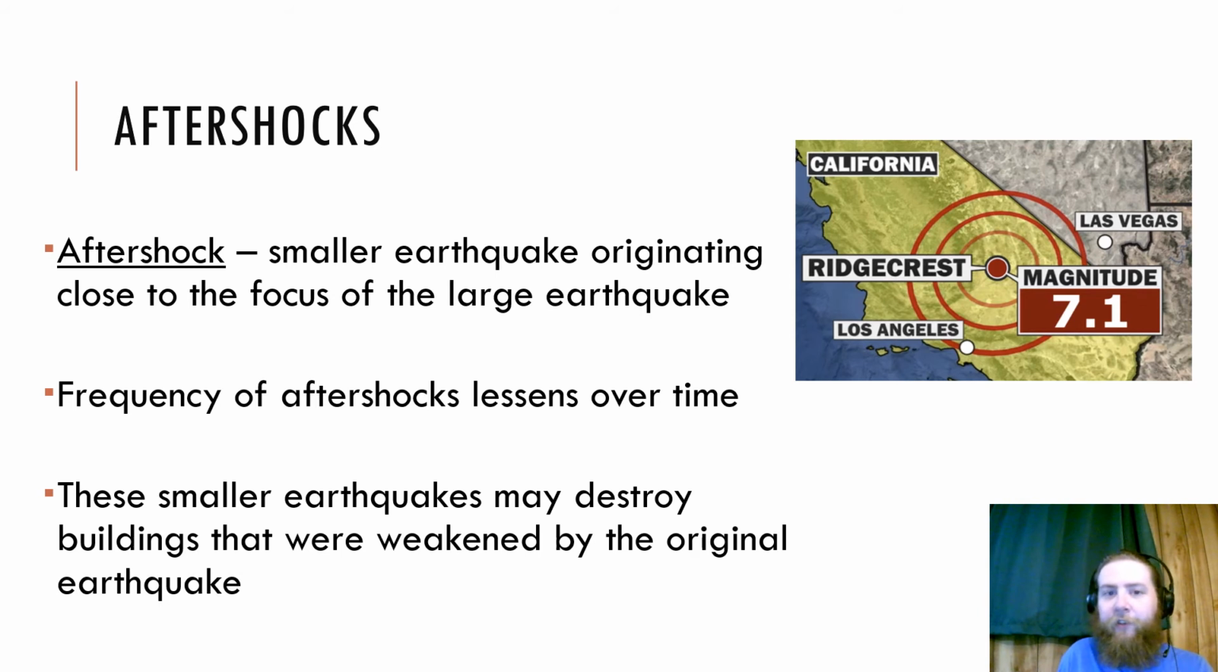Aftershocks, these occur. These are smaller earthquakes originating close to the epicenter of the large earthquake. They will start out strong. They'll come pretty quickly after the first earthquake, and then they'll get less and less likely. These are very dangerous though, because even though they're of a weaker magnitude, that original earthquake might have damaged some buildings, and then these aftershocks will come in and break them and tear them down enough that they will fall. So they're very dangerous that way.